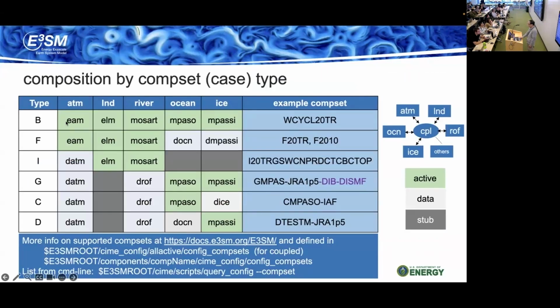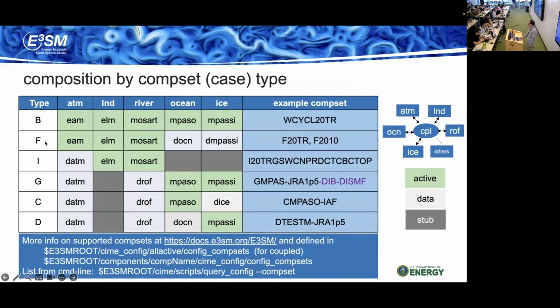And for the B case, we call it the coupled case. So that one, the things in green mean these components are active. And this is the exact component being used for this kind of active coupled configuration: atmosphere, land component, ocean, and sea ice.